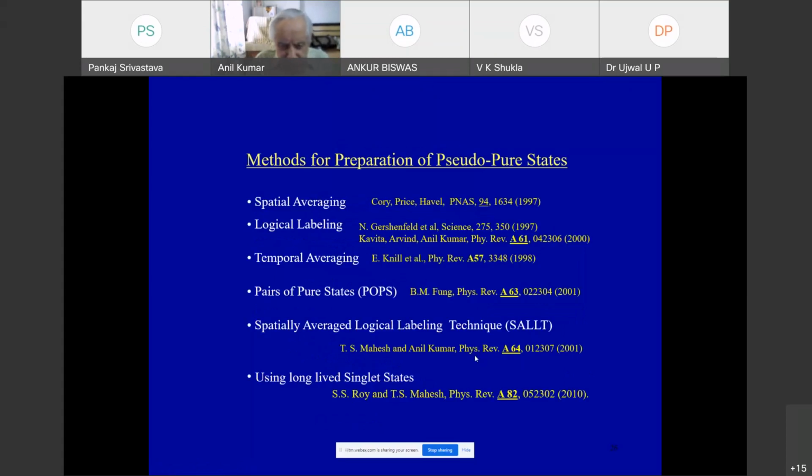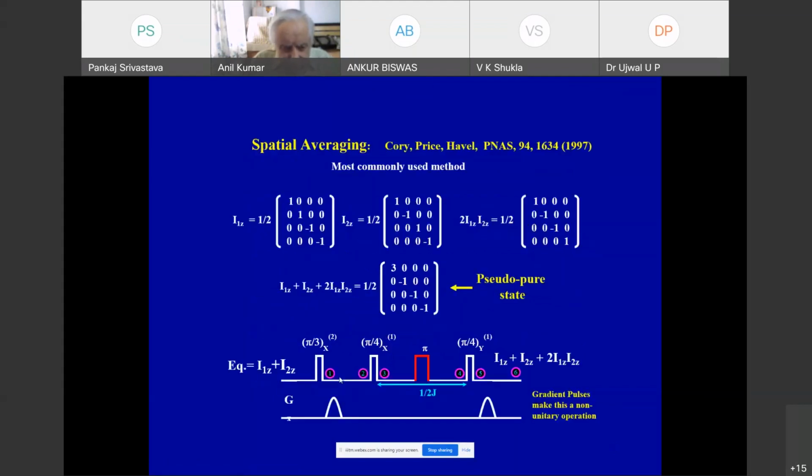There are many methods for preparation of pseudo pure states that have been developed. The most important one of them is the spatial averaging method given by Corey himself, and there is the logical labeling method given by Gershenfeld. We were the first to experimentally verify the method. Temporal averaging by Knill, and pair of pseudo pure states by Fung. Spatially averaged logical labeling technique by Mahesh, and long-lived singlet states by student S.S. Roy. I will not talk about all of them, I'll just talk about one or two.